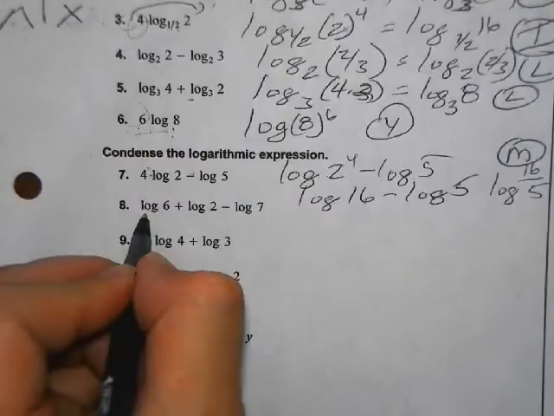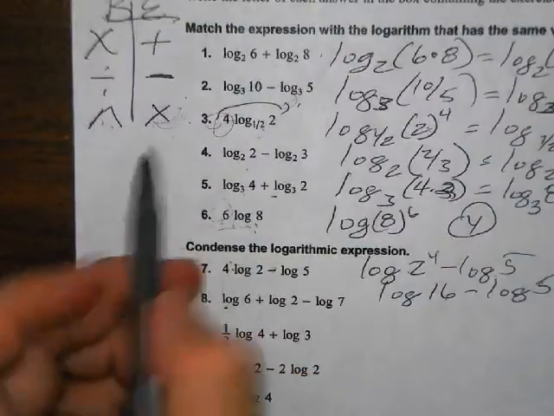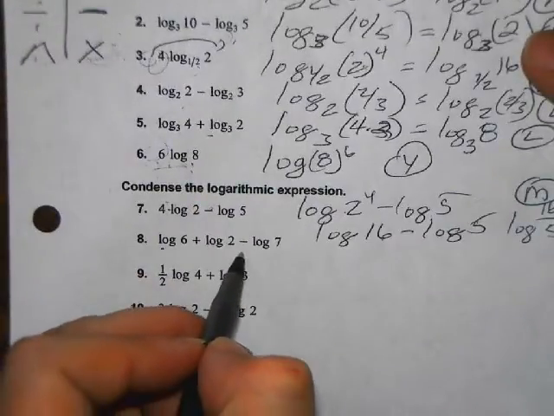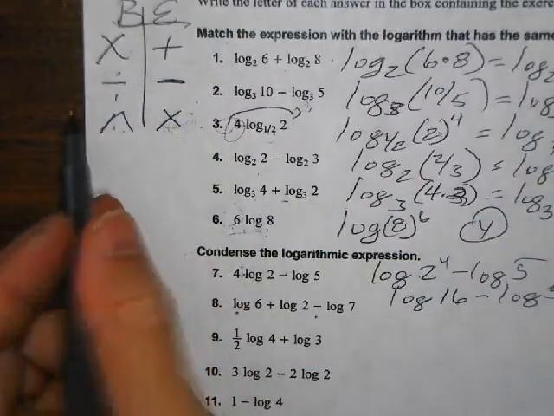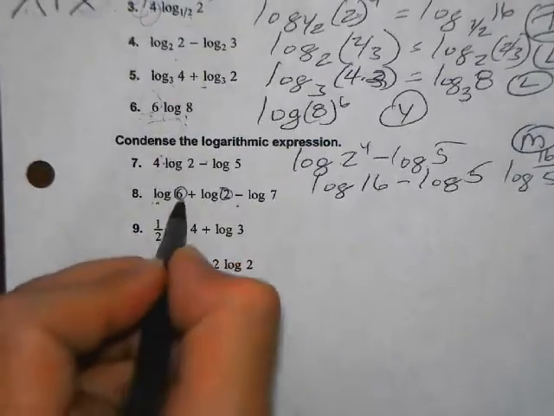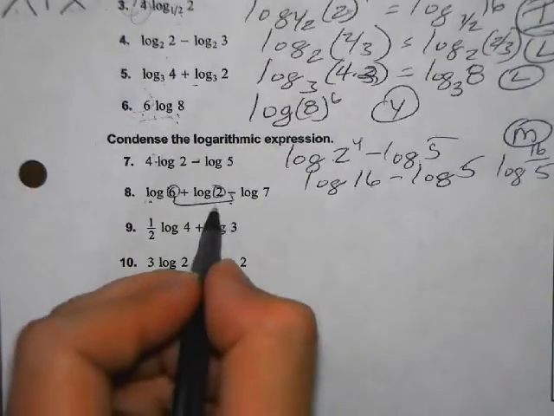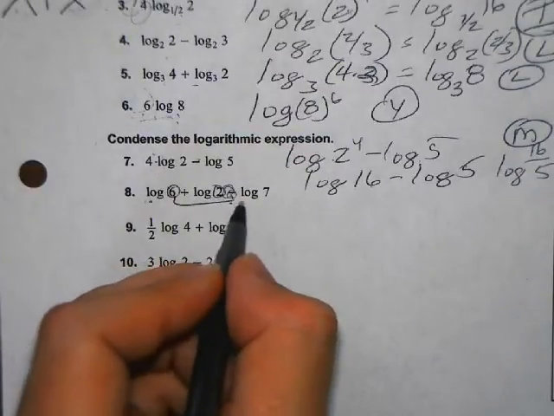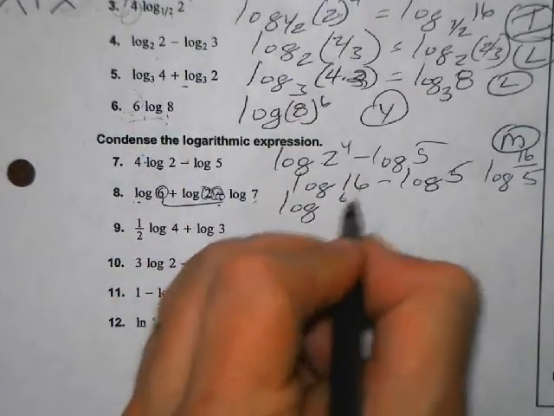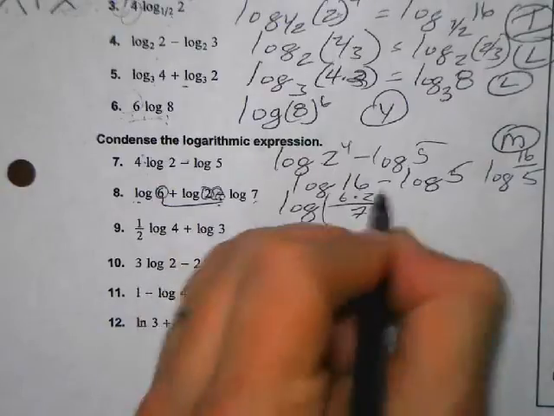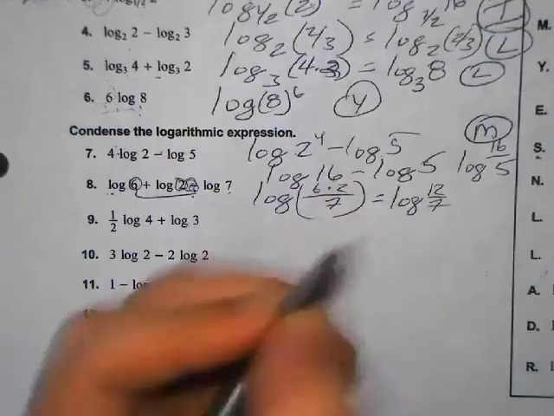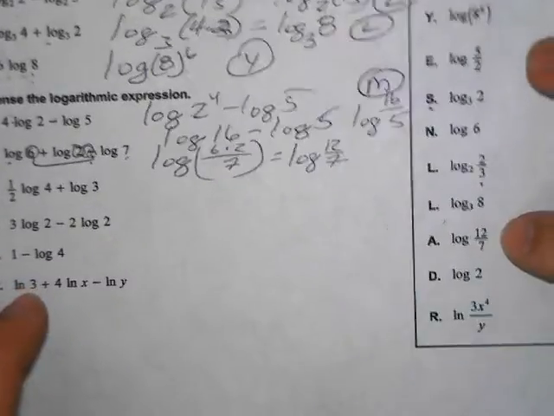Again here, when you see addition, addition will mean multiplication for your bases. And when you see subtraction, subtraction will mean division. So we can say that this one is 6 times 2, which is 12, and then 12 divided by 7. So this will be log in base 10 of 6 times 2 divided by 7. And that will give us log in base 10 of 12 over 7, which then will match down here with A.